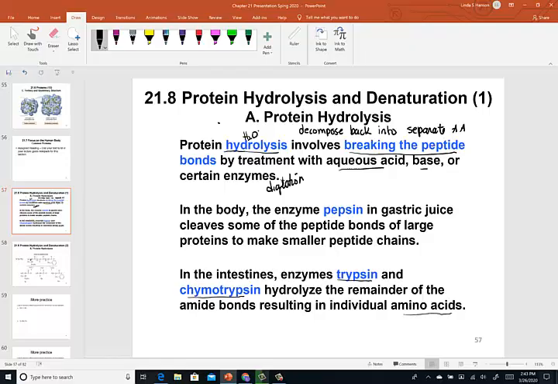And of course, those were the building blocks. So this whole process of breaking back down, known as hydrolysis, is a decomposition reaction. Instead of building proteins through dehydration, where we formed the amide bonds, we are hydrolyzing, which breaks the bonds, and we're going to form back our original amino acids.